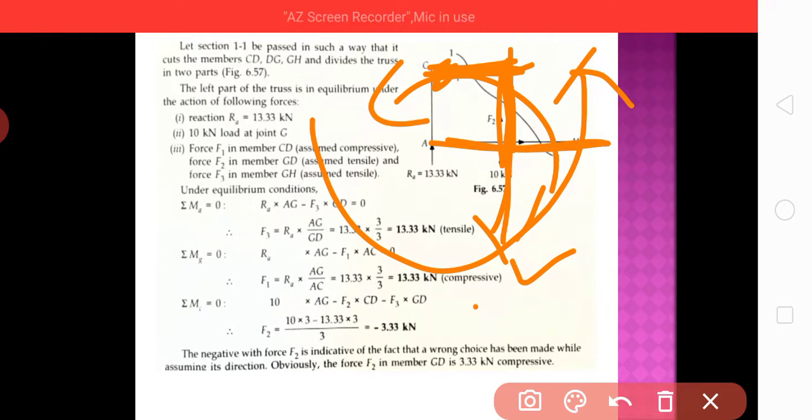Here F2 equal to 10 into 3 minus 13.33 into 3 divided by 3, which comes out to be minus 3.33. It means the member DG has a compressive force of 3.33 kilonewton. It means the sign convention we assumed was wrong. That's why this magnitude has come out negative. So we are changing the sign.